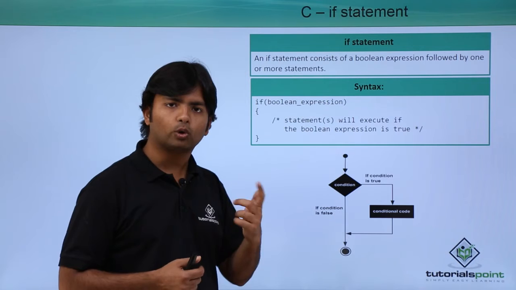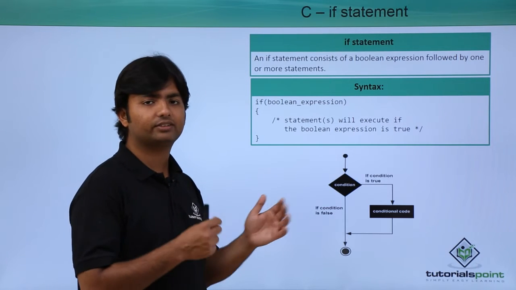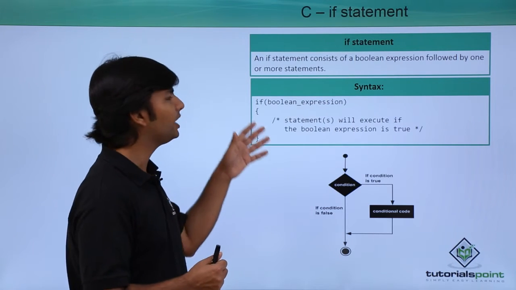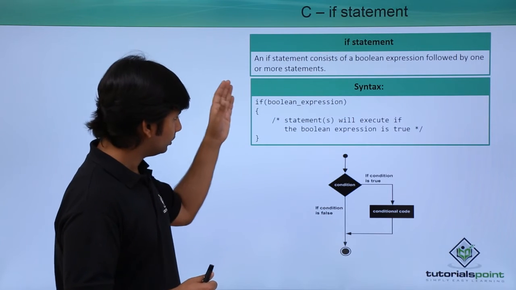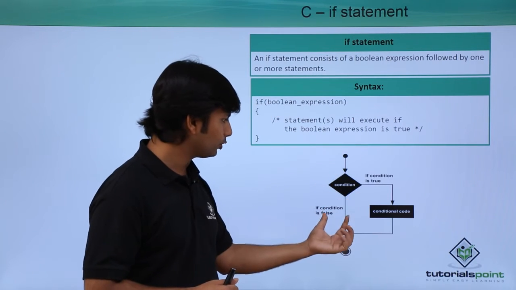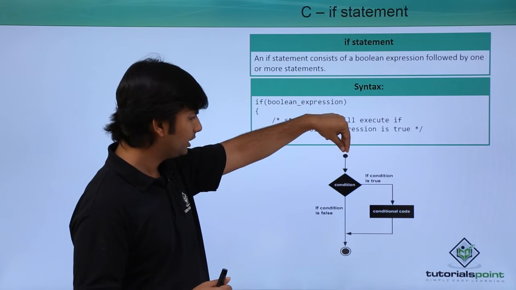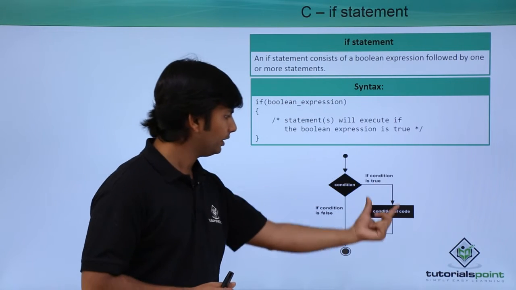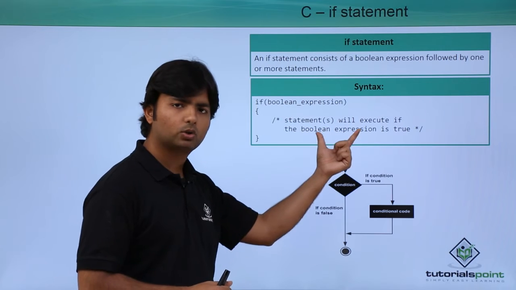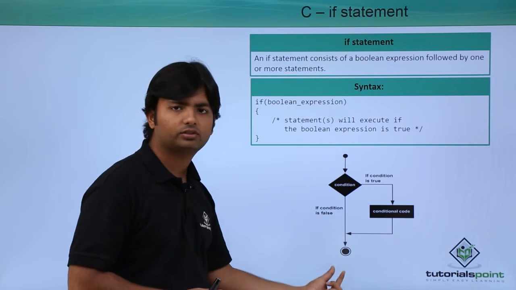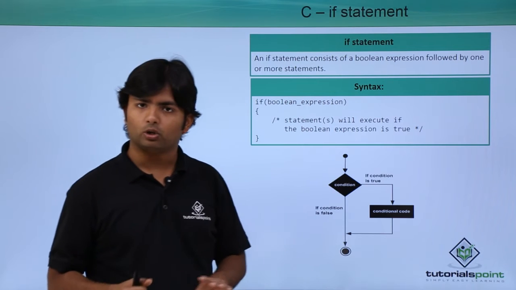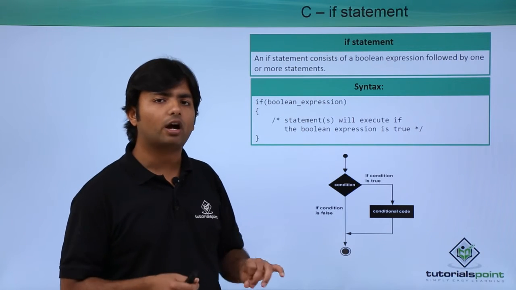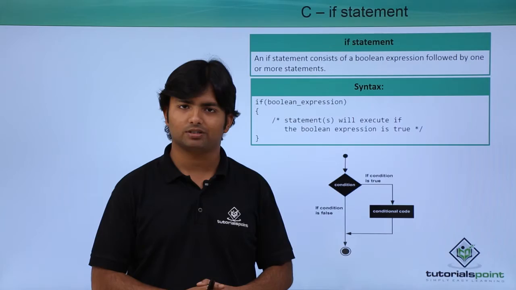If there is only one statement which you want to put inside this if condition, then you may remove these curly braces as well. So here, as you can see in the flow chart, if the given condition is true, then the conditional code, meaning this particular code, will be executed, otherwise this statement will be terminated. So let's see practically how we can start working with this if statement.